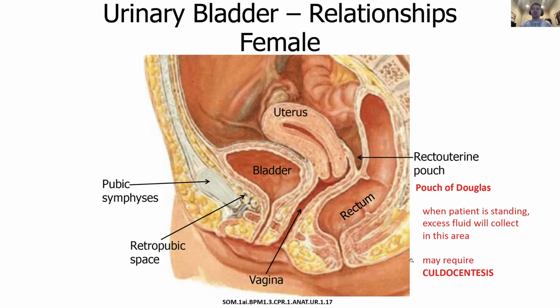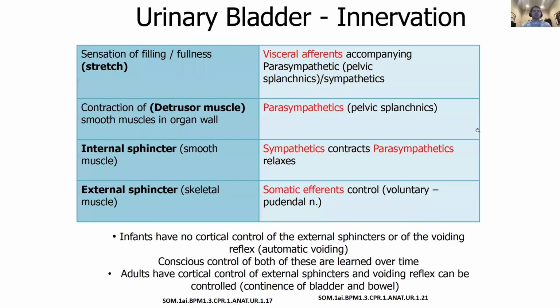So you can do what's called a culdocentesis, and you can actually aspirate the fluid out. But if the patient's standing and there's some sort of intra-abdominal fluid accumulation, remember, if they're laying down, it's the hepatorenal recess. If they're standing, at least in a female, it's going to be this rectouterine pouch, or the pouch of Douglas. Obviously, men don't have a uterus, so they don't have this pouch. They have a rectovesical pouch, between the rectum and bladder, so they'll have a pouch as well. But just remember, the other name for it is pouch of Douglas.